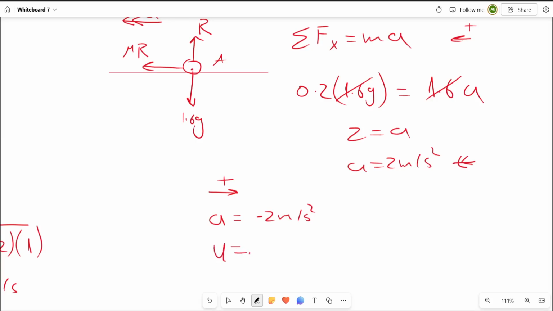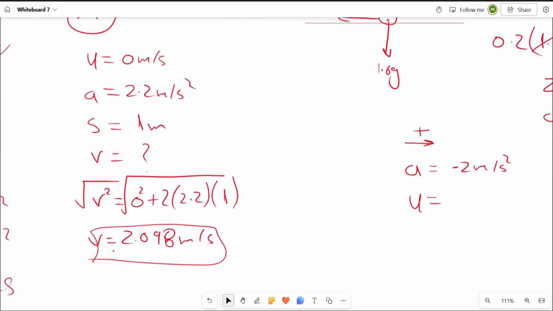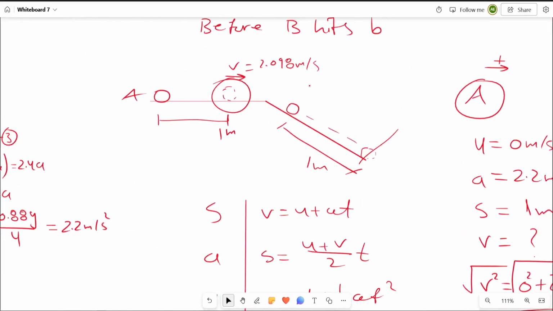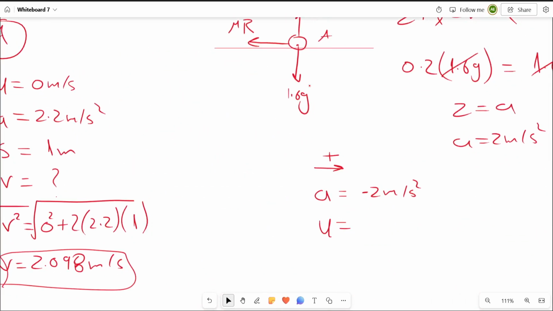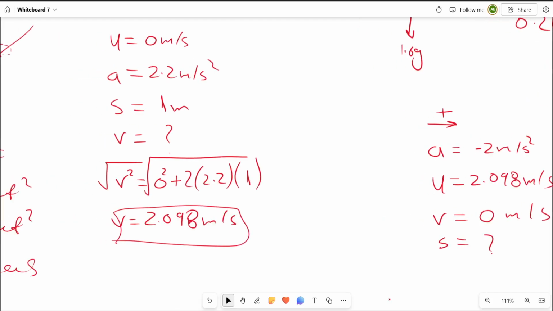What is my u? What's my initial velocity? It's going to be my v, or the velocity that A was moving at this instant. That's why I found v. This is super important. And v is pointing to the right, so it's going to be positive 2.098 meters per second. What is my final velocity? I want to know until A stops. So when A stops, it means that its velocity is 0, and I want the displacement.